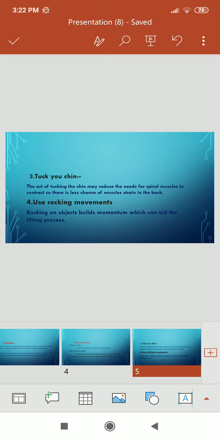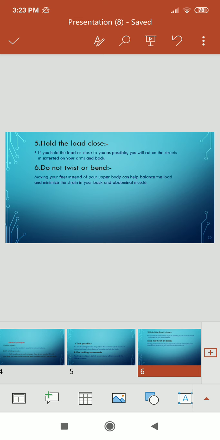Principle number 3. Tuck your chin. The act of tucking the chin may reduce the need for spinal muscles to contract, so there is less chance of muscle strain in the back. 4. Use rocking movements. Rocking on objects builds momentum, which can aid the lifting process.